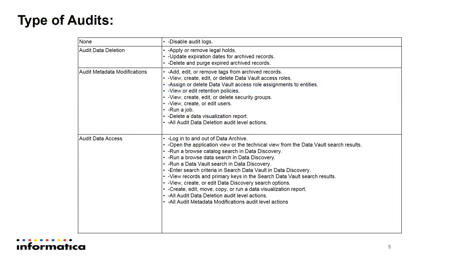So what are the types of audit that are provided in the Informatica data archive? That is none, and another is audit data deletion, audit metadata modification, audit data access. So these are the things listed that will be audited, meaning what type of audit logs will be archived in the database. On the basis of this, the messages will be stored. In case of audit data access, the login logout actions, application view, technical view, run a browse catalog search in data discovery, run a browse data search in data discovery, all things will be captured.